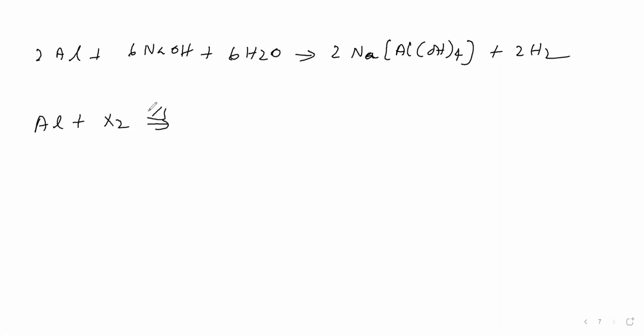Aluminum is heated with halogen. Let's see what it gives. Aluminum undergoes oxidation and becomes aluminum ion. Halogen undergoes reduction and becomes halide. Cross multiply, you will get AlX3, aluminum trihalide.